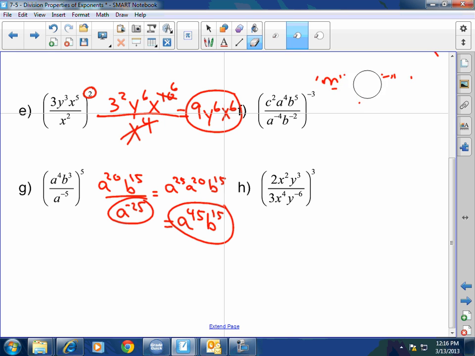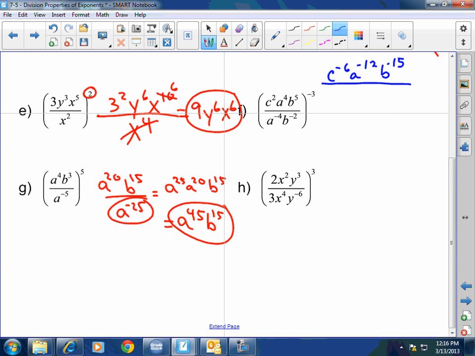Let's get rid of this. Okay, this is a good one. This is going to be c to the negative 6, a to the negative 12, b to the negative 15, over a to the 12, b to the 6th.